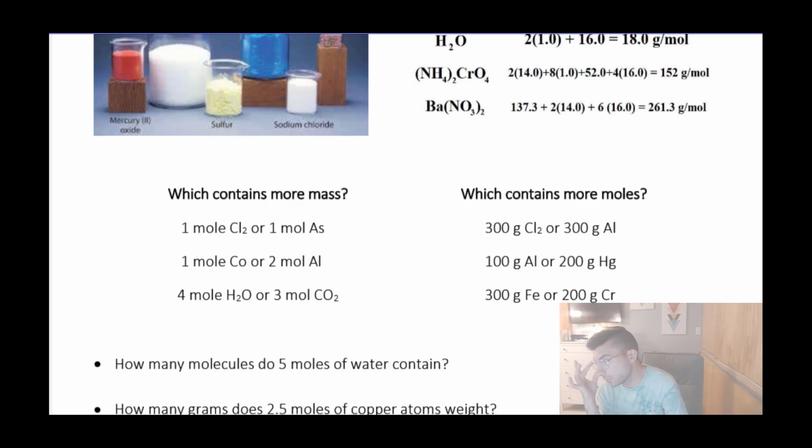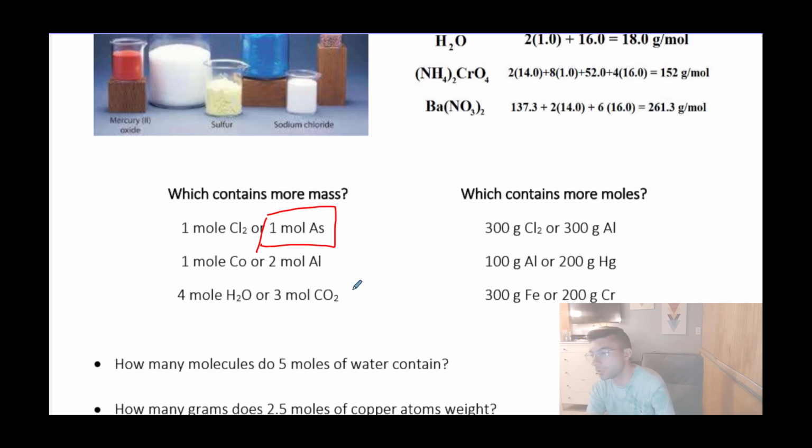So 1 mole of chlorine, again, it's diatomic, Cl2. The periodic table tells me that monatomic chlorine has a molar mass of 35 grams per mole, but times 2 will be 71 grams per mole. Whereas the mass of 1 mole of arsenic, if we look at the periodic table, is approximately 75 grams per mole. So this mole has more mass in it, 75 grams versus 71.